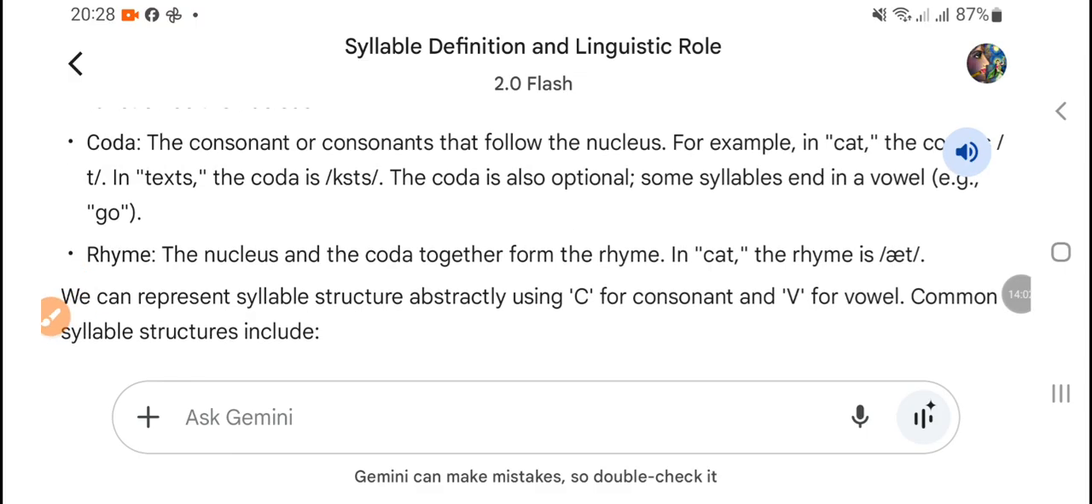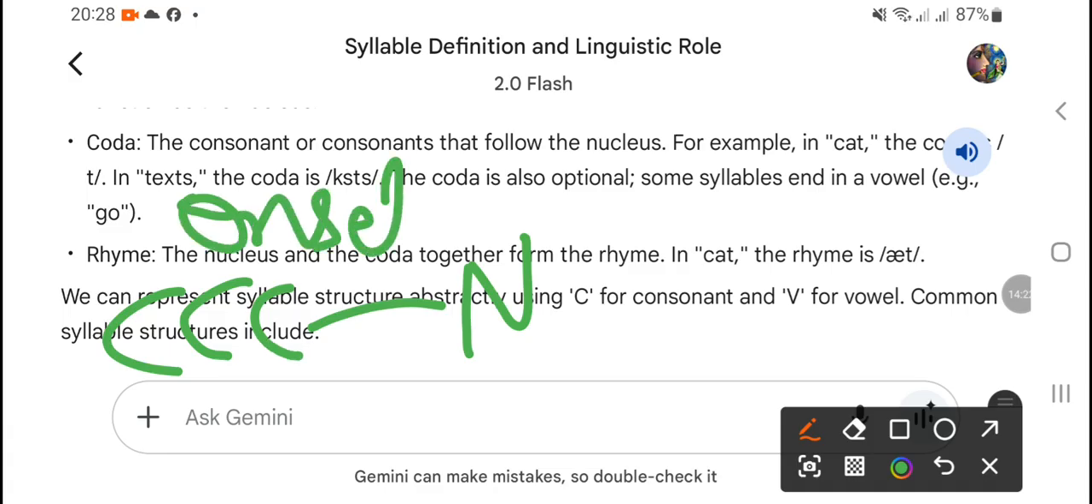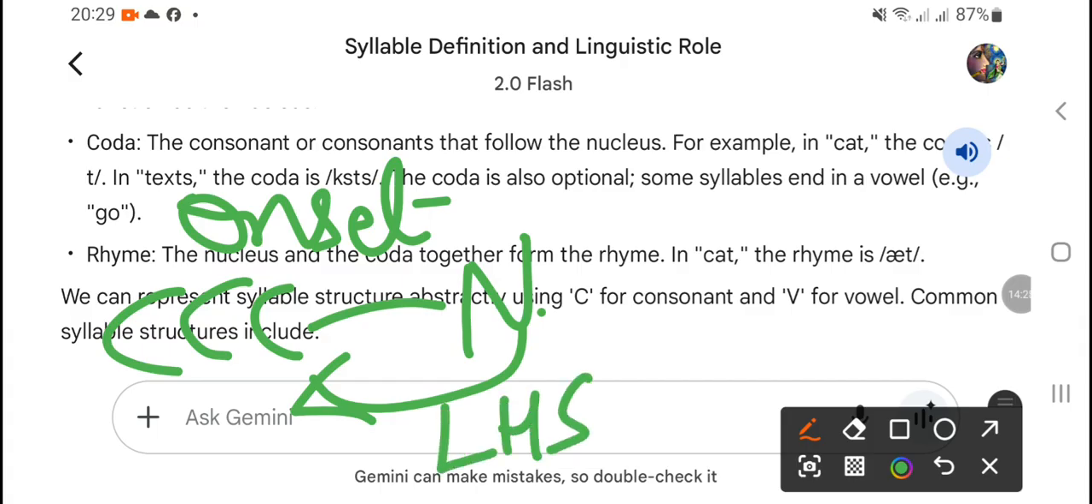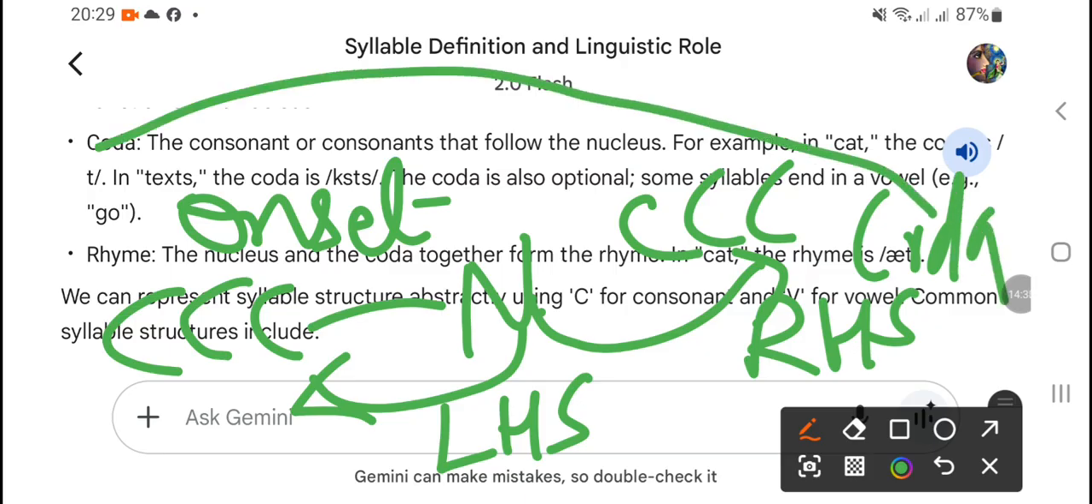Now, the last part of a syllable is coda. The consonant or consonants that follow the nucleus are called coda. Here is the nucleus; on this left-hand side, a number of consonants is called onset, and on the right-hand side of the nucleus, a number of consonants is called coda.